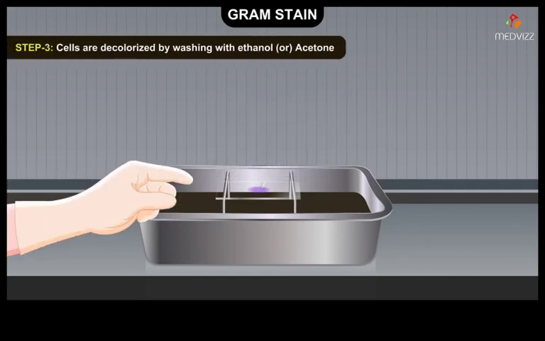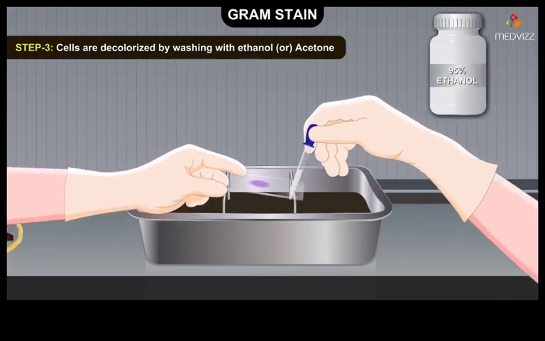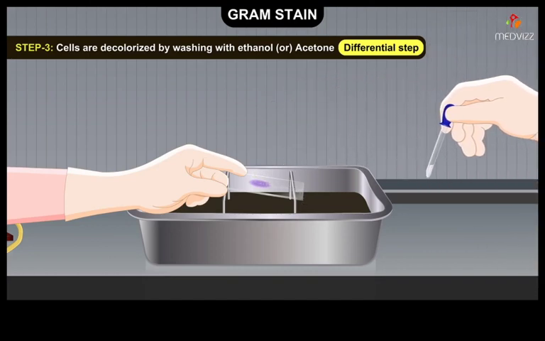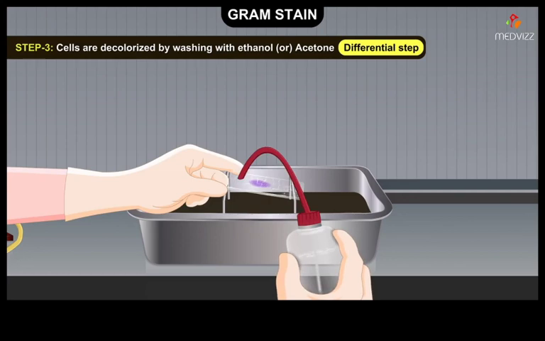The cells are then decolorized by washing with ethanol or acetone. This is the differential step. Gram-positive bacteria retain the crystal violet, whereas gram-negative bacteria do not. The ethanol or acetone should be added drop-wise, with the slide tilted at an angle until the drop coming off the edge of the slide just starts to become colorless. Even gram-positive cells can lose the crystal violet iodine complex during prolonged excessive decolorization. Excess ethanol is then washed off with water.